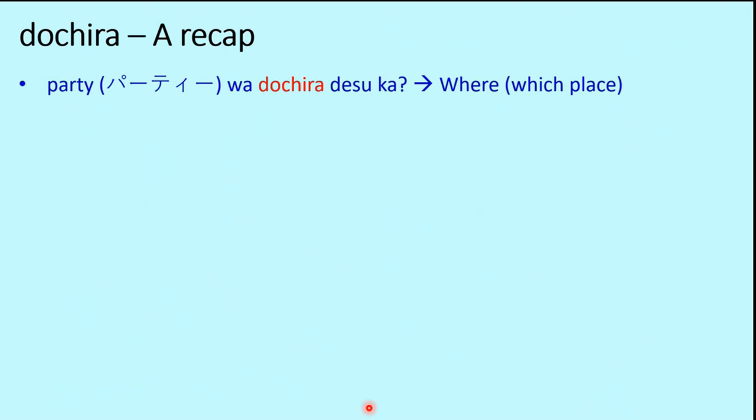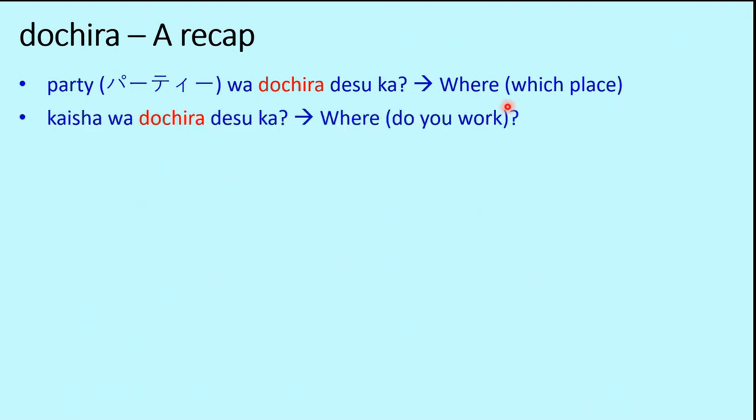So let's do a quick recap of what we learned about dochira today. So dochira may be used to ask several types of questions. One is dochira desu ka, where or which place. So party wa dochira desu ka, where is the party? Taisha wa dochira desu ka, where do you work? Just notice the difference of usage.